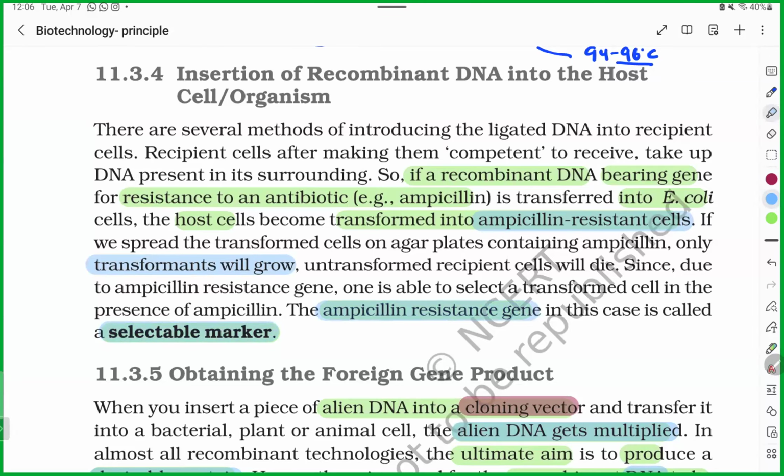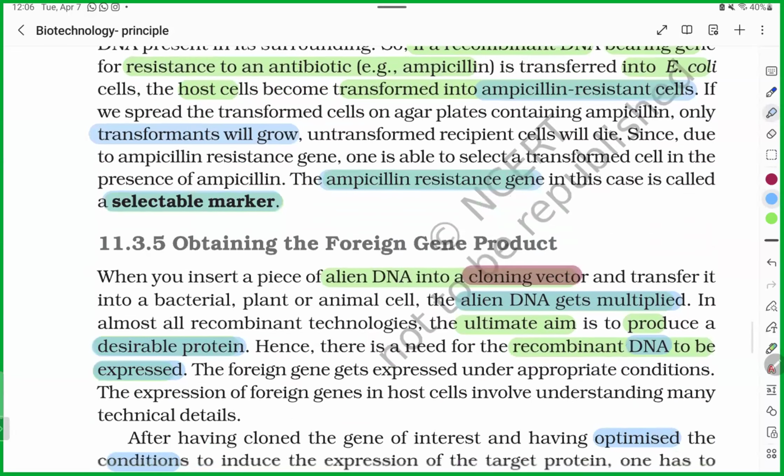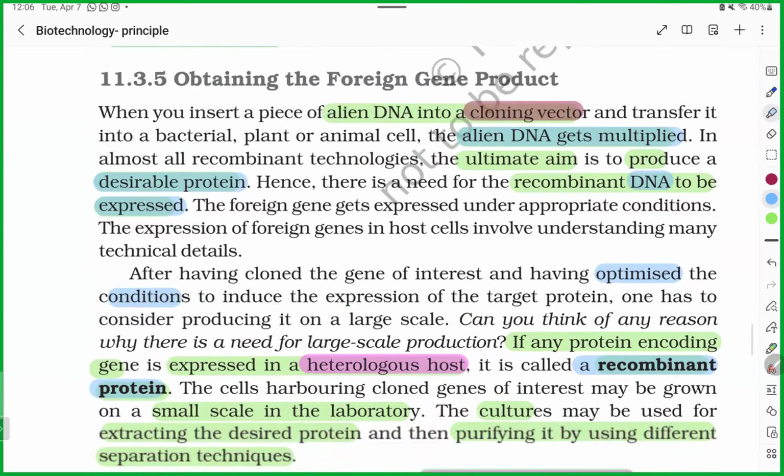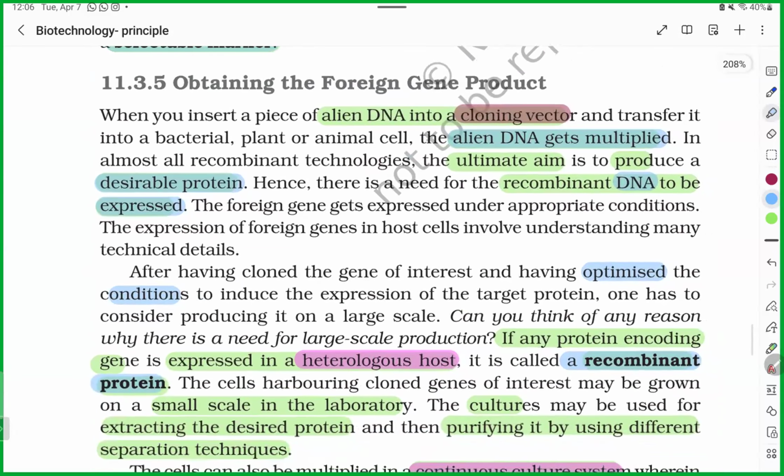Gene is selectable marker. Yeah. Last, very basic process. Next, you have to read.